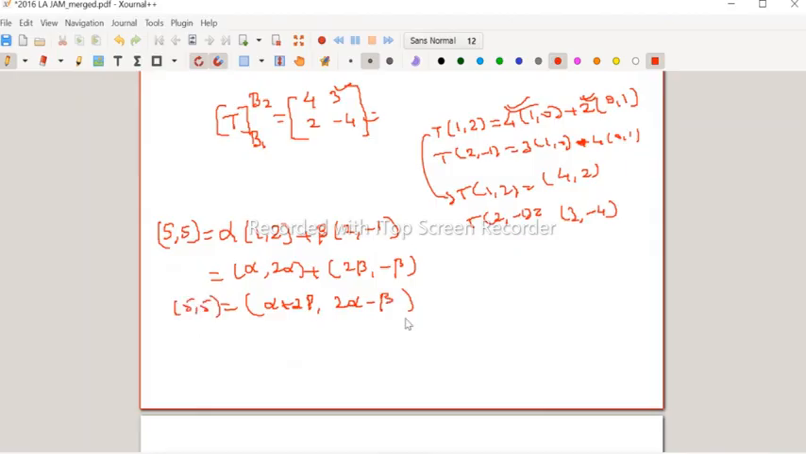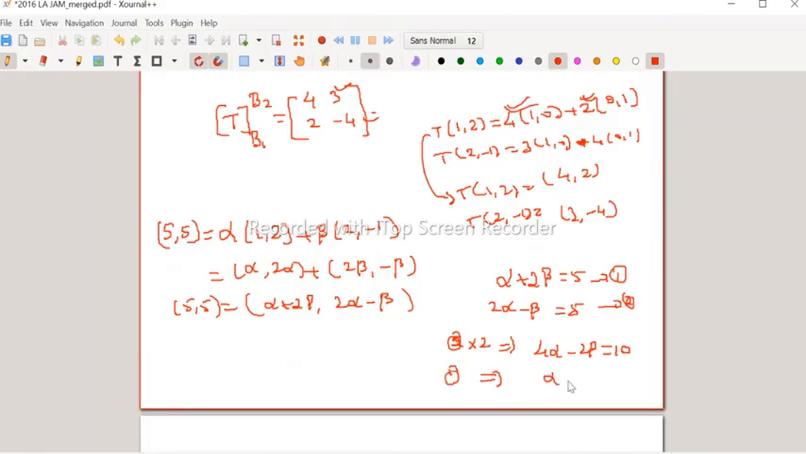Now compare the coordinates. We get, first coordinate, alpha plus 2 beta equal to 5. From the second, we get 2 alpha minus beta equal to 5. Now we have to solve these two equations and find the values of alpha and beta. We call this the first equation and this the second equation. Multiply the first equation or second equation, anything. Suppose I take the second equation and multiply by 2. What you will get? 4 alpha minus 2 beta equal to 10. And then keep the first equation, that is alpha plus 2 beta equal to 5.